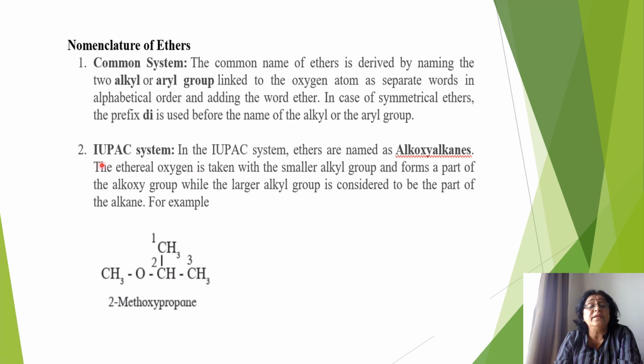Okay. Then the IUPAC name is what? Alkoxy alkane. The ethereal oxygen is taken with the smaller alkyl group and forms a part of the alkoxy group, while the larger one is taken as a part of the alkane. So this is 2-methoxypropane. Clear? The longest chain is of 3 carbons, propane. So 2-methoxypropane. Clear?